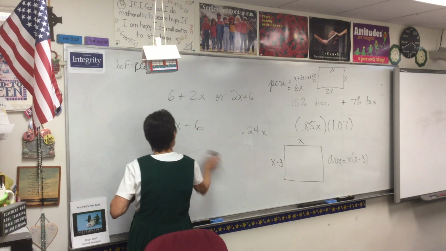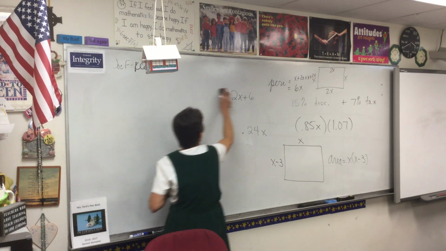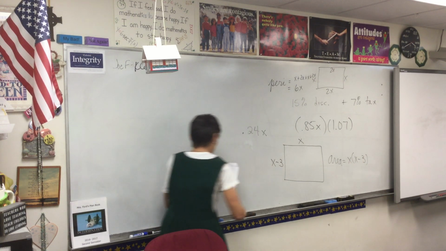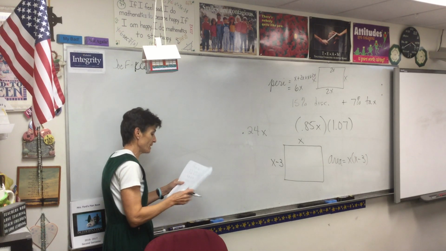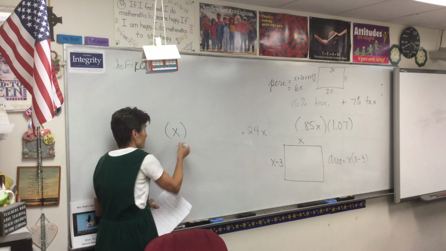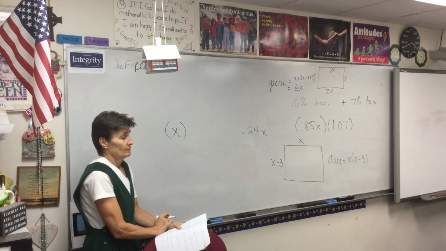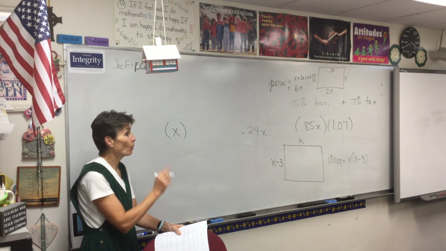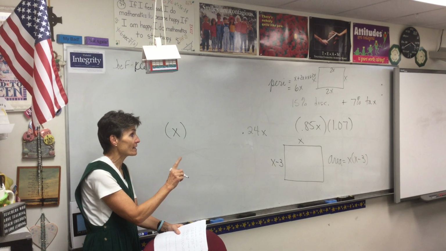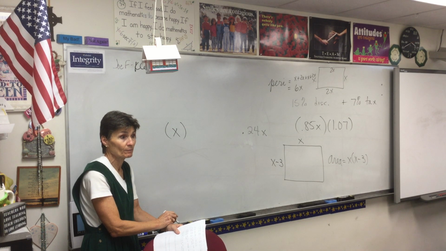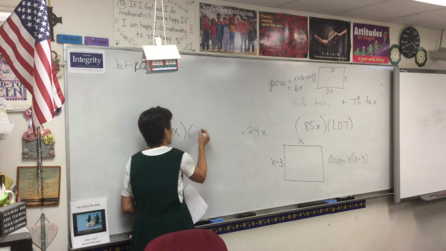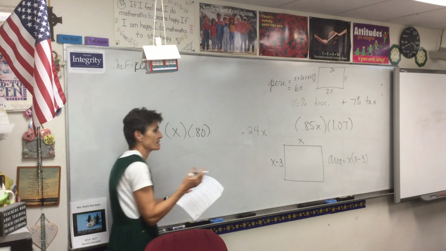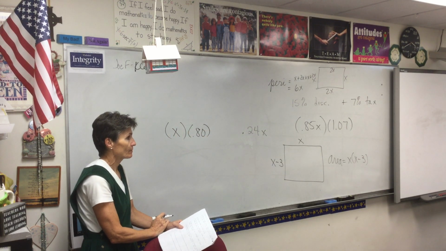And finally, another discount problem. Find the final cost of an item whose original price is x. So there's x. We're going to have a 20% discount. So what am I going to multiply it by if there's a 20% discount? 80%, 0.80 or 0.8, 80%.